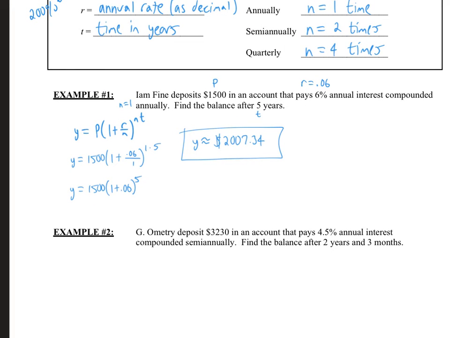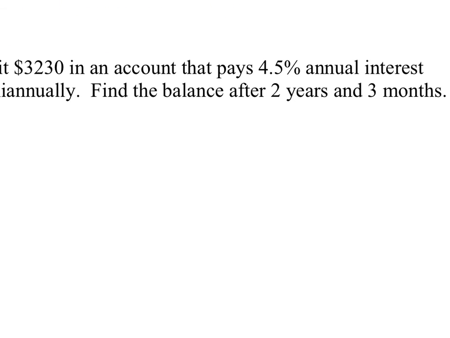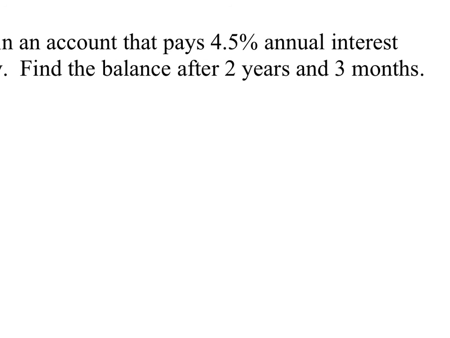All right, why don't you see if you can try example 2 on your own, and then we'll go through it in a second. All right, I actually just realized that number 2 is a little bit trickier because they give you a time that's 2 years and 3 months. We actually have to convert that all to years. It's a little bit tricky, so I apologize if you tried that and got confused, but let's go through this here.